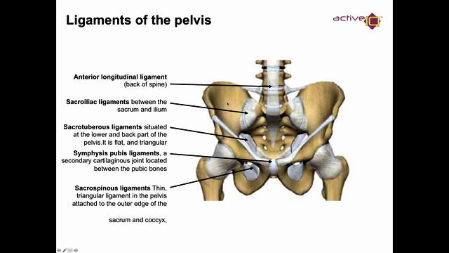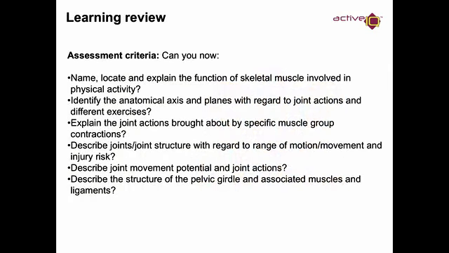We have the sacrotuberous ligaments. These are situated at the lower back part of the pelvis. It's flat and it's triangular. So it's right in the midst of it all. We have the symphysis pubis ligaments. These are a secondary cartilage joint located between the pubic bones. So right here, right in the middle. And we have the sacrospinous ligaments, which are thin triangular ligaments in the pelvis on the outer edge of the sacrum and the coccyx. And again, it's just a case of going through and having an awareness of what all these structures are. So, learn and review.